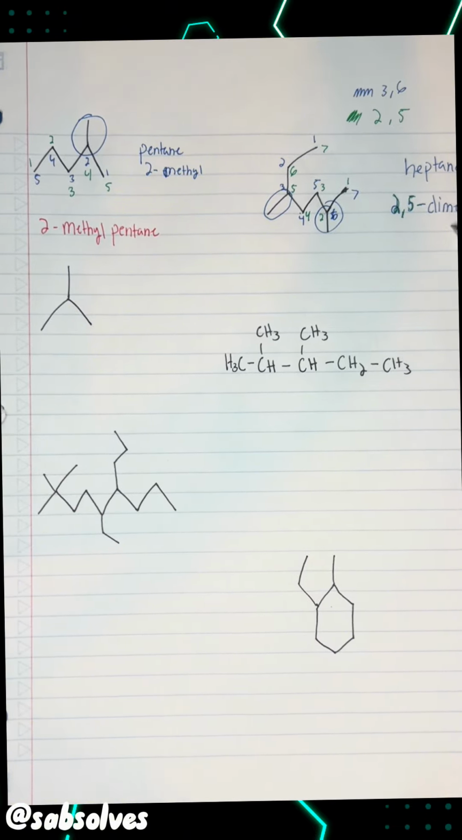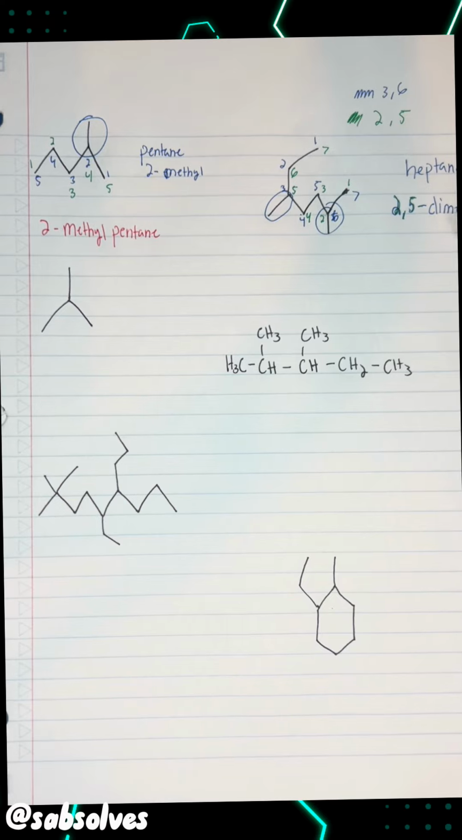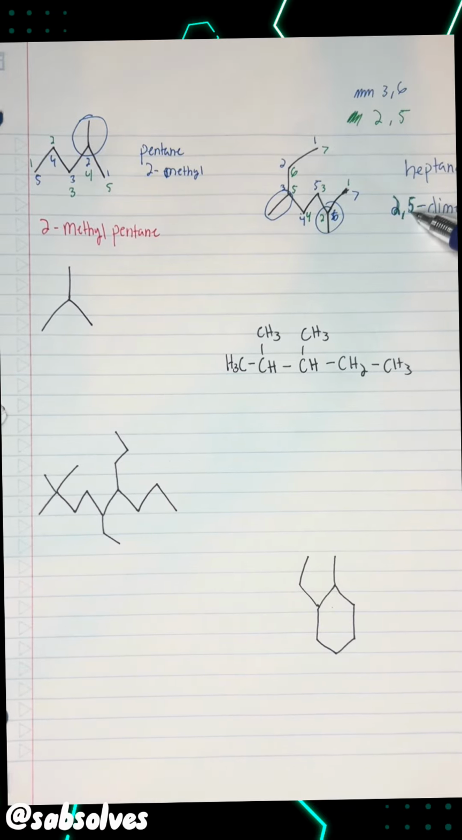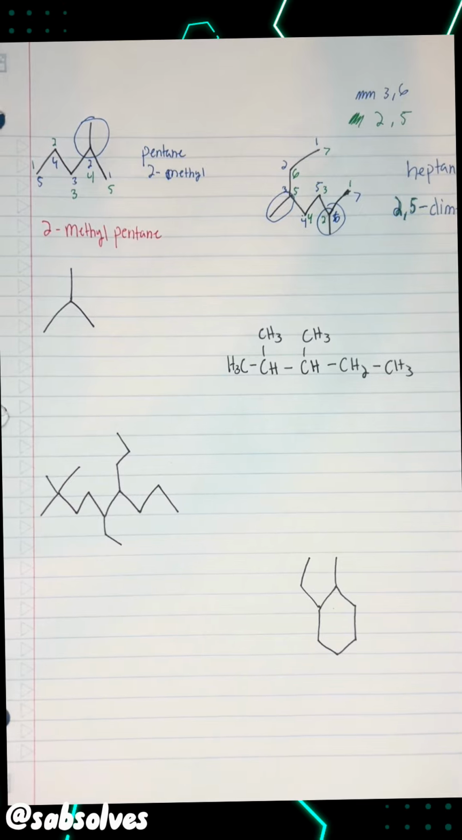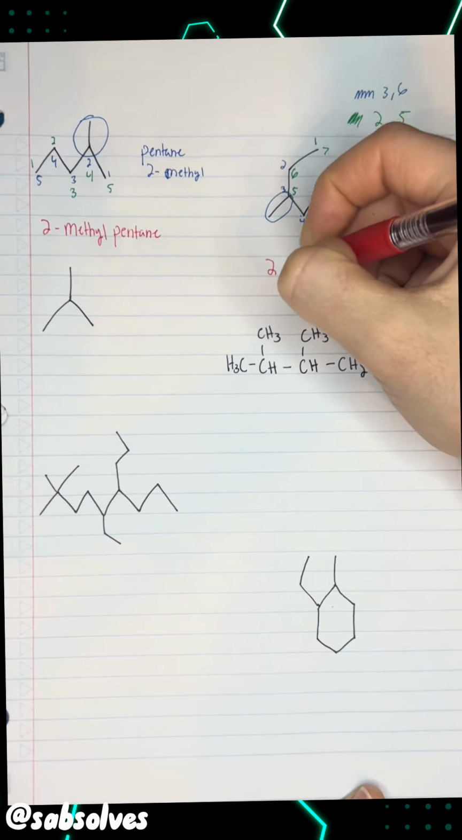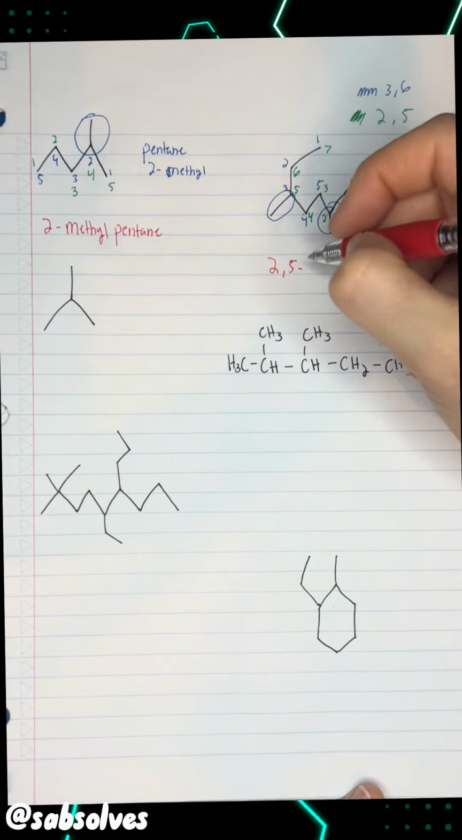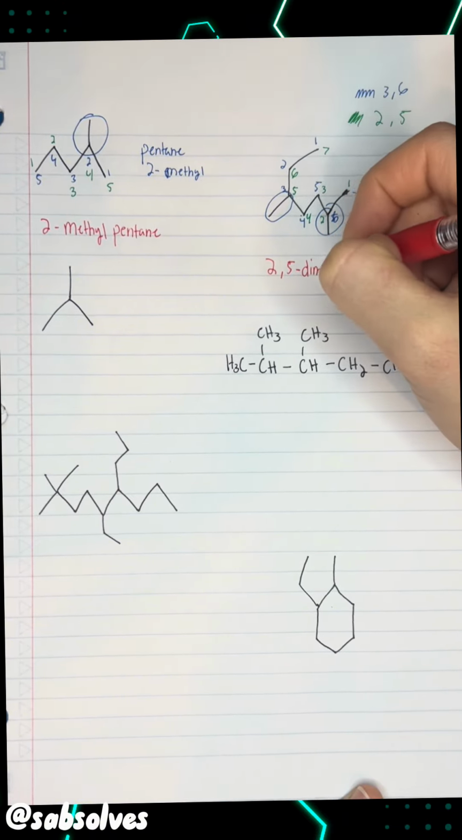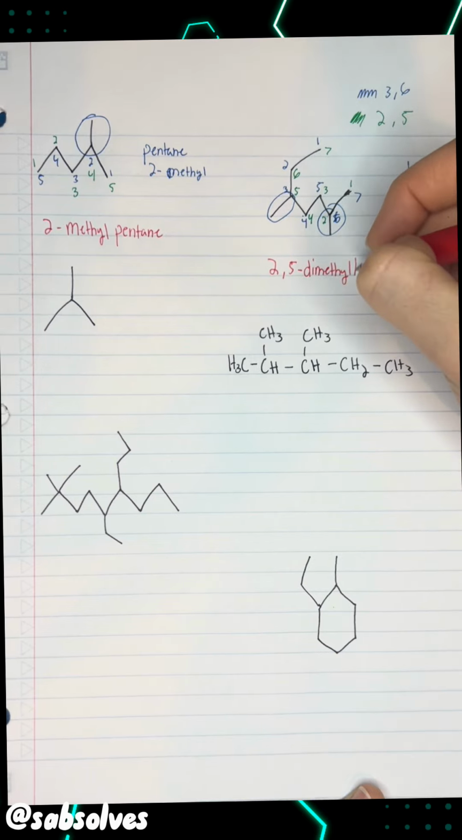So if I had 3 methyls, I would say tri. And if I have 4 methyls, I would say tetra. Just got 2 here, so I put them together like this with a comma in between. Then I've got my dash, and then dimethyl. Okay, so let's go ahead and put this all together. 2, 5, dimethylheptane.